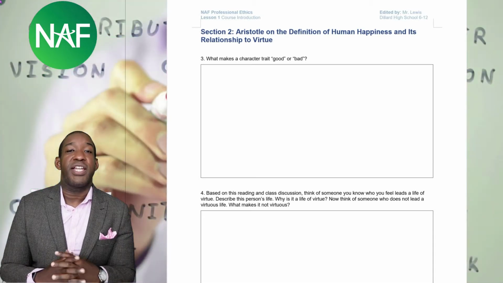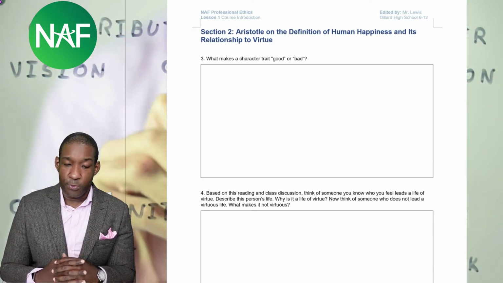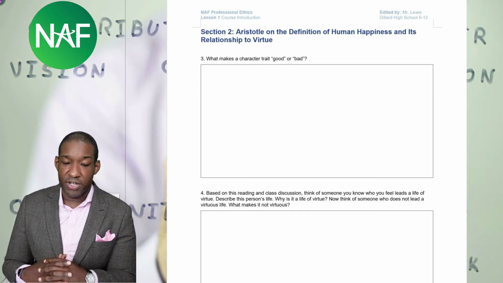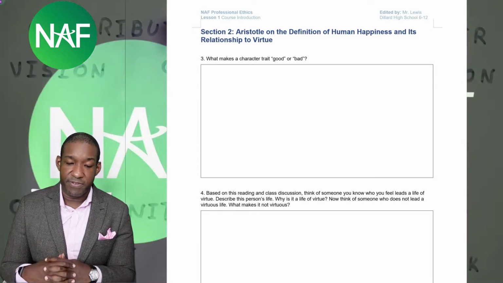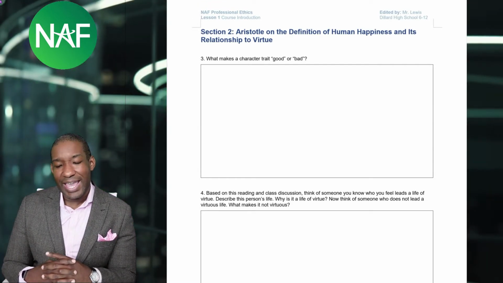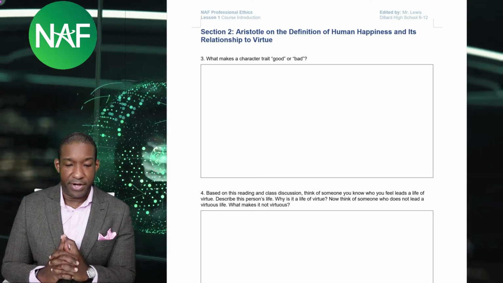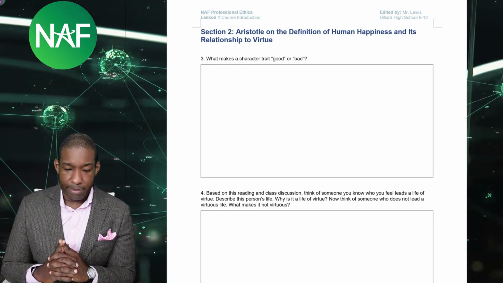Now that you have finished that story, you can answer these questions based on Aristotle and the definition of human happiness and its relationship to virtue. The first question is, what makes a character trait good or bad? You'll be writing your answers in that box.